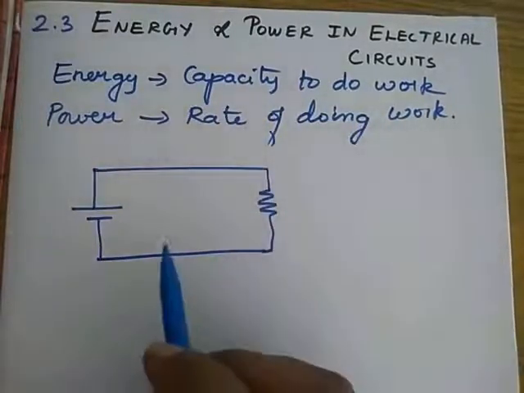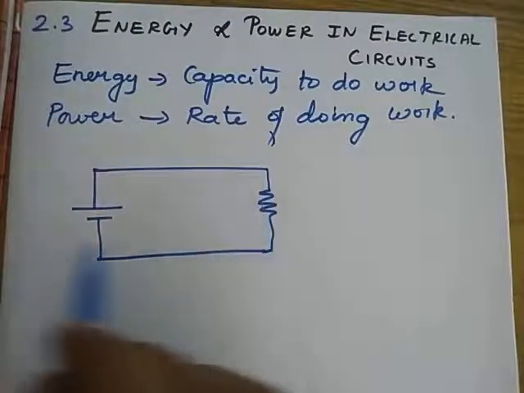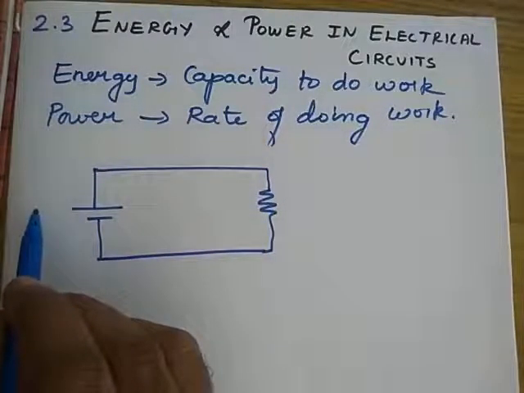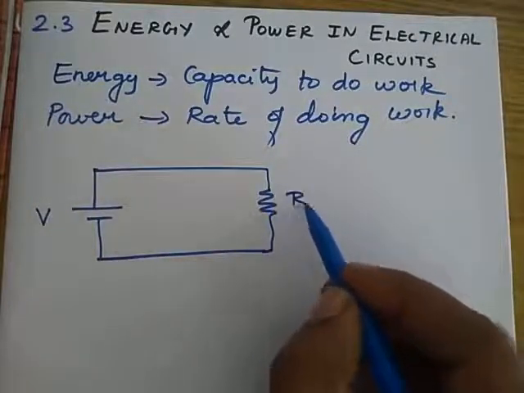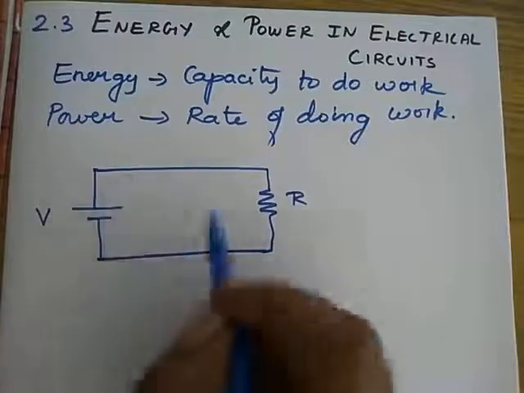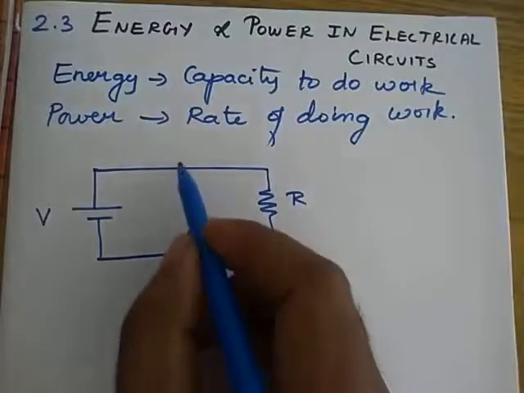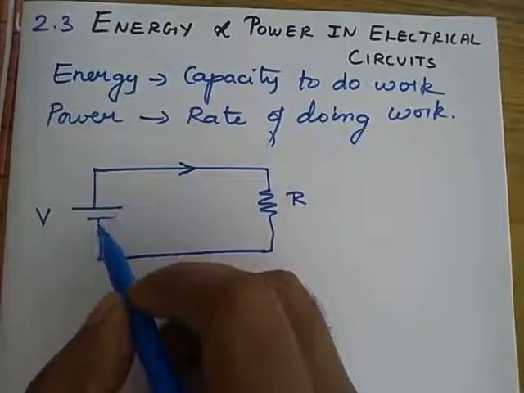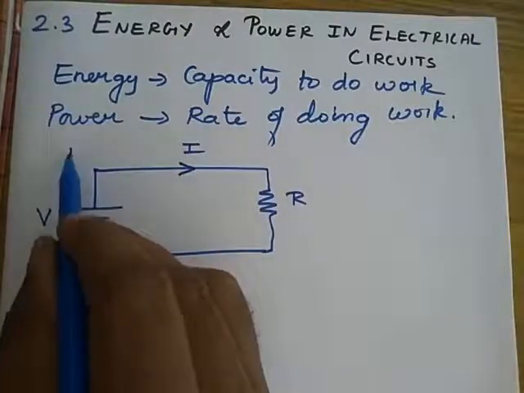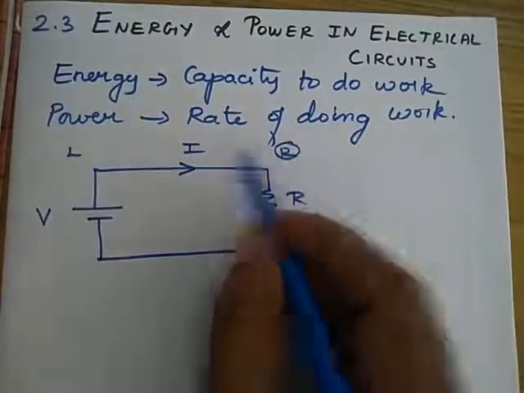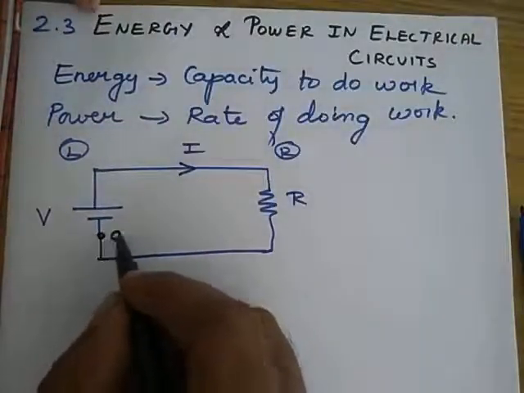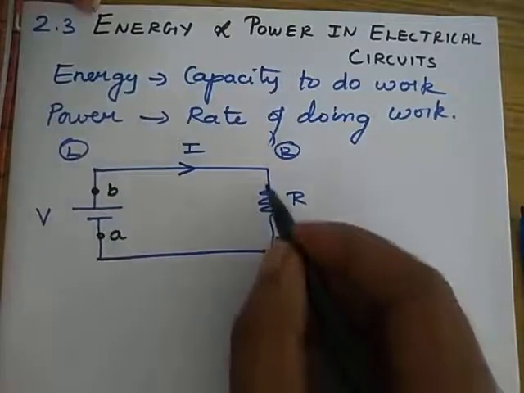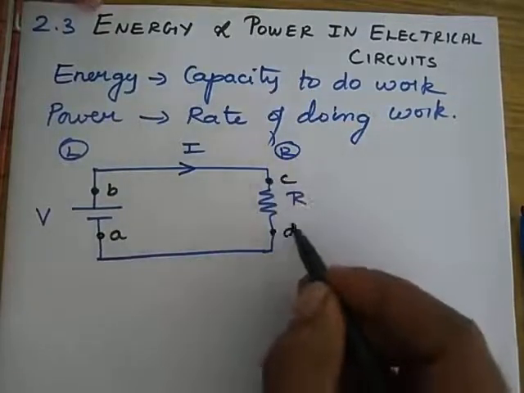Here I consider an electrical circuit. It consists of a cell of potential difference V and a resistor of resistance R connected like this. This circuit is a closed one, so current flows from higher potential to lower potential, here from left to right. I also consider four points: A, B, C, and finally D.